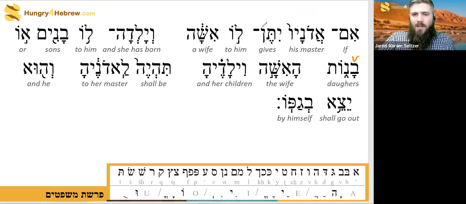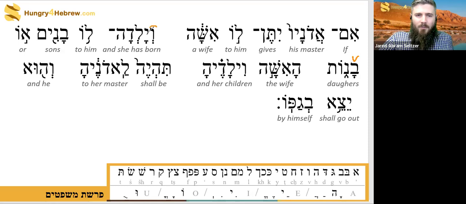Yiten, if his master will give him, we don't get to see the noon right here, but this is from Natan with a Yiktol Yod. If he will give, the noon assimilated into the Tav, Natan, to give. If he will give to him, Isha, a woman, a wife, V'yaldah.